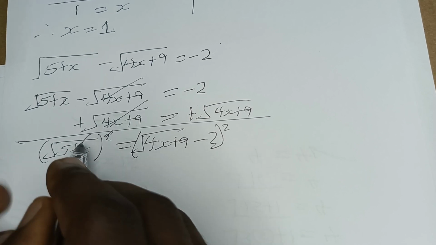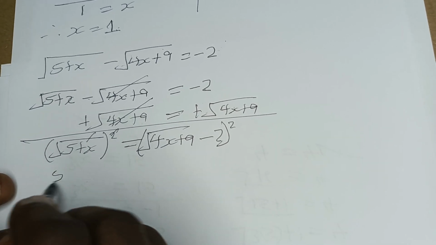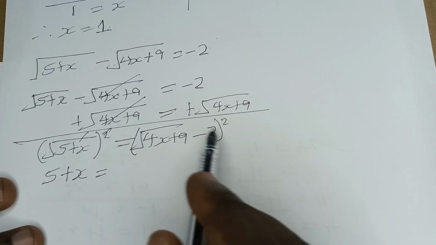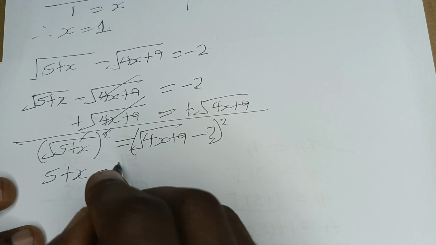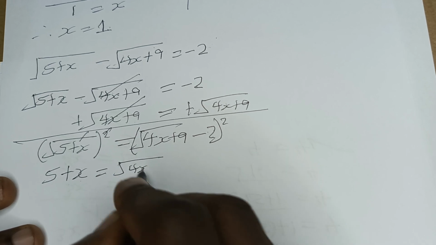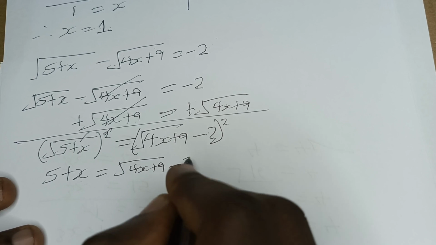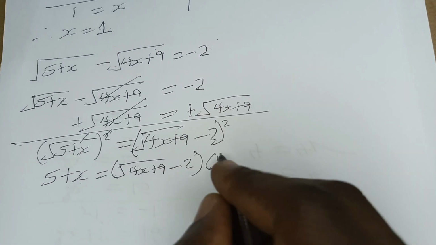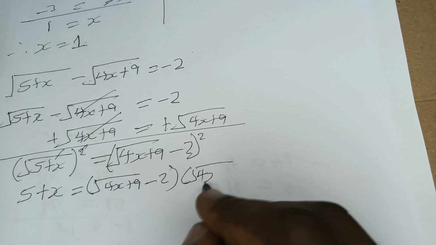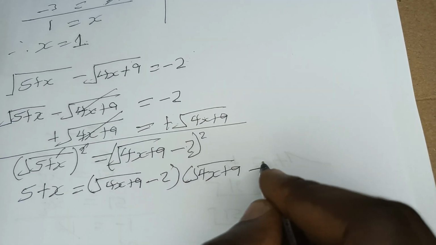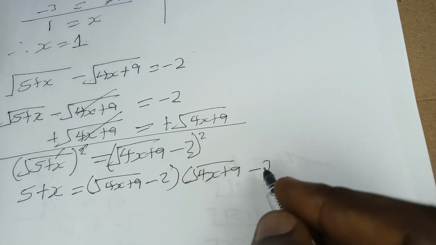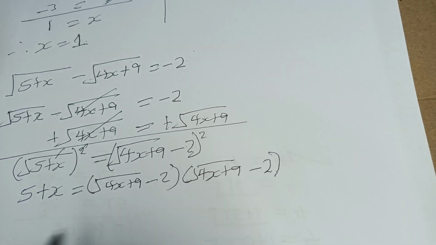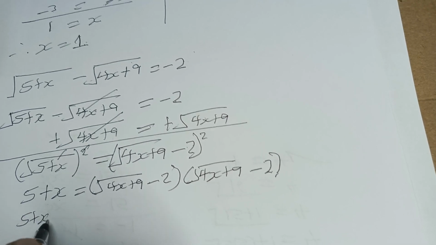Square cancels square root. We will be left with 5 plus x is equal to, now when you square this, it means it's like this: root of 4x plus 9 minus 2, into another root of 4x plus 9 minus 2. That means they will be in two places. So we write this as 5 plus x.